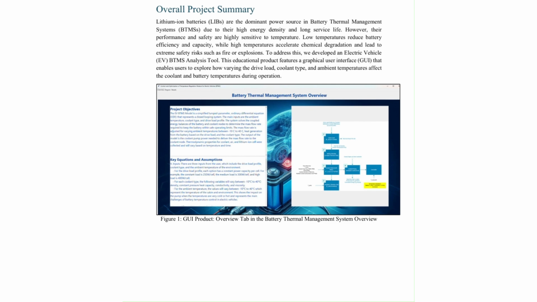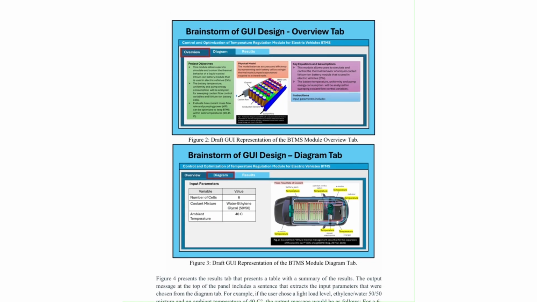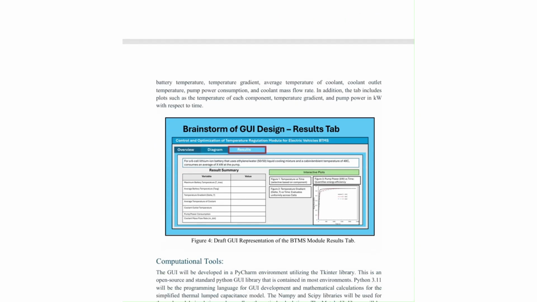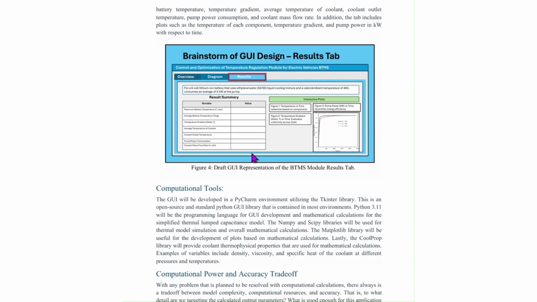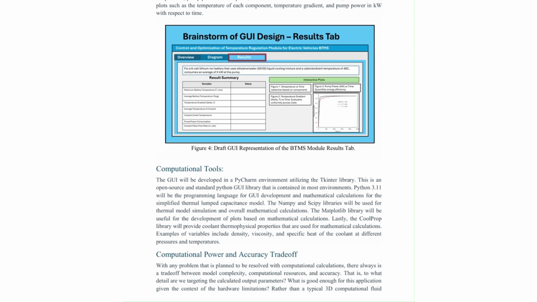We created this GUI module, which is called the Electrical Vehicle BTMS Analysis Tool. It enables users to explore how varying the drive load, coolant type, and ambient temperatures affect the coolant and battery temperatures during operation. This was our initial prototype schematic that we envisioned for the GUI. You can see here that we have the overview, the diagram, and results tabs, so there are 3 different tabs. This prototype was initially drafted on PowerPoint.